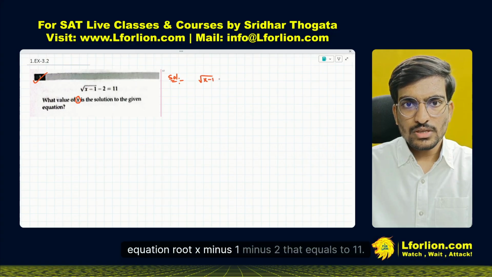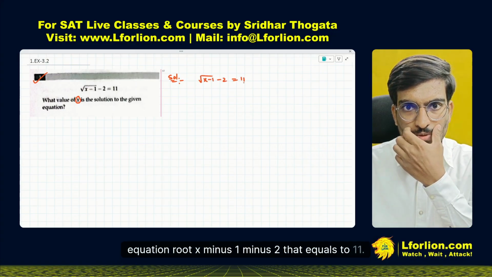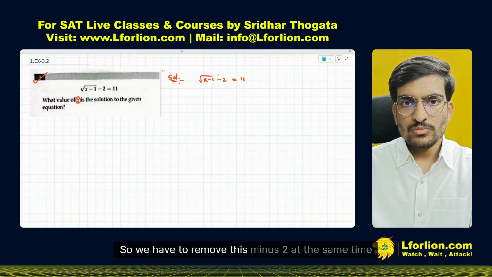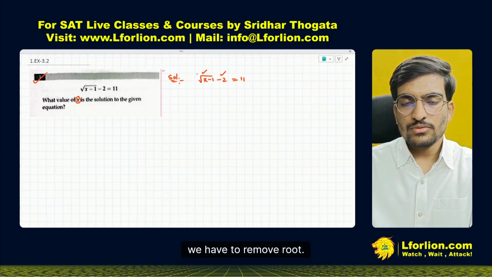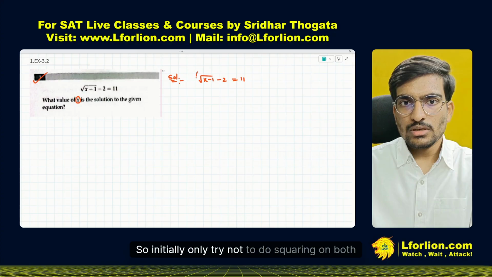Root x minus 1 minus 2 equals 11. We have to remove this negative 2, and at the same time we have to remove the root. Initially, try not to do squaring on both sides, because you have an extra term, and this leads to complication.